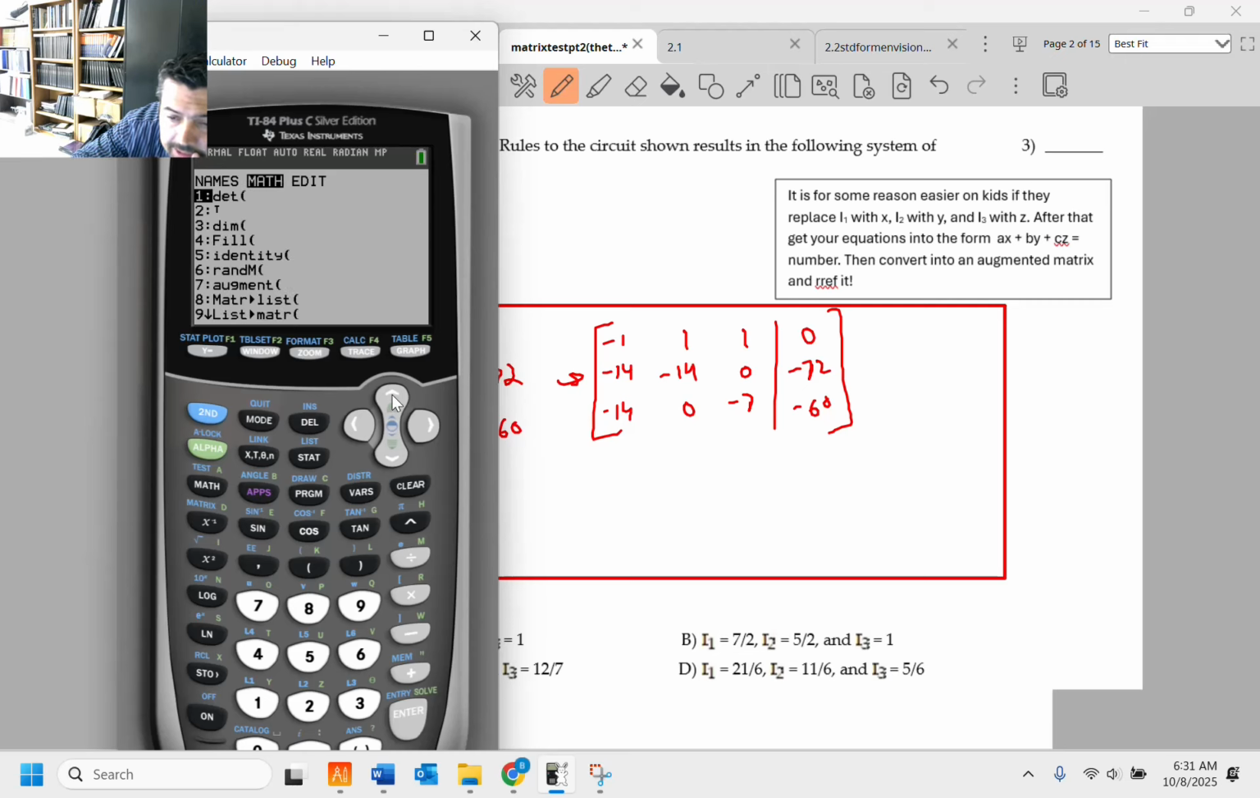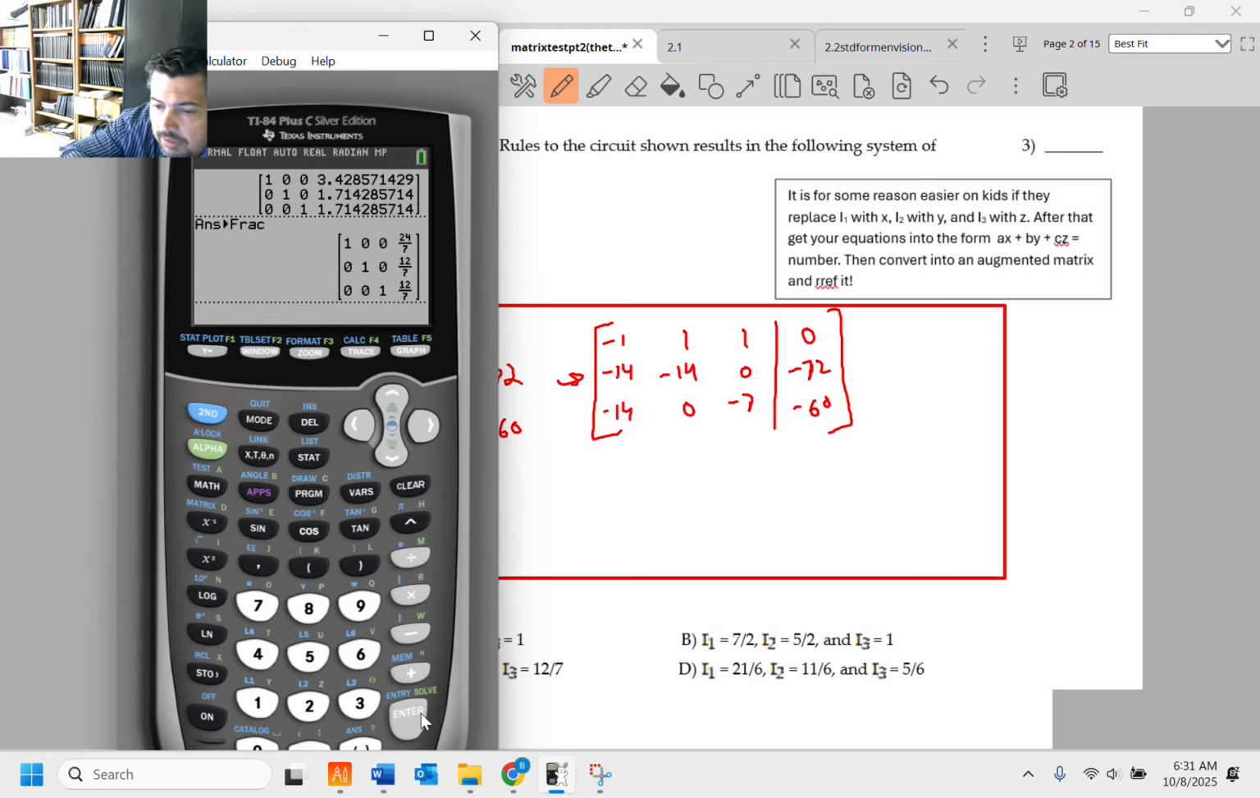Anyways, I'm going to second matrix math. I'm looking for something called double REF. Hopefully you remember where that's at. And I'm going to feed it matrix A, because I can't tell you anymore. Look at those horrible numbers. I think I'm going to hit math, enter, enter. Those look a whole lot better.